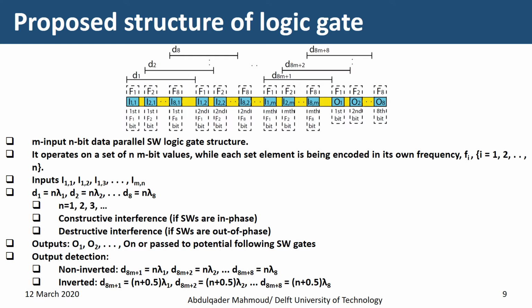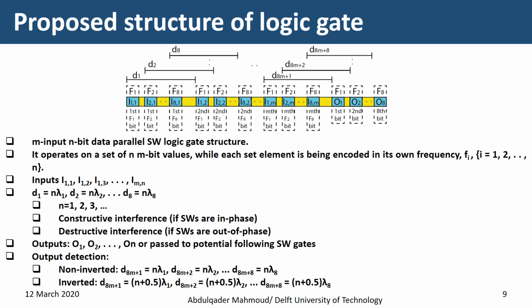Now, the output location is really important as well, because if the distances are n multiplied by lambda, then the output detection will detect the non-inverted version of the spin wave. However, if the inverted version of the spin wave is required, then the detectors must be placed at n plus half times lambda from the last input cell of the same frequency. That is the proposed structure.